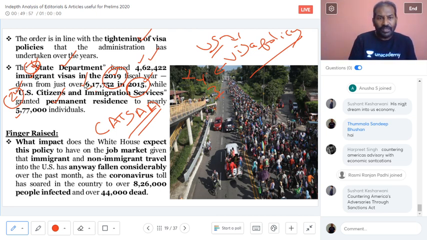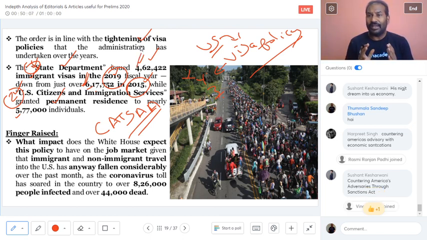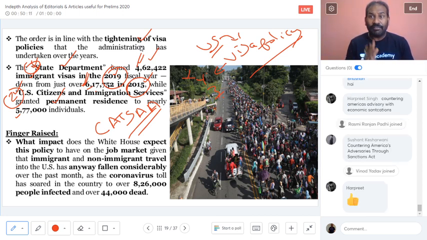In 2015 it was 6 lakhs, and then 6 plus lakhs, and when we look at the figure statistics, 2019 it is 4 lakhs. So definitely we will get an idea of how the immigration policy is being implemented effectively to protect American jobs. And then what he came up with in the 2015 campaign was "Let's make America great" and then "America first."